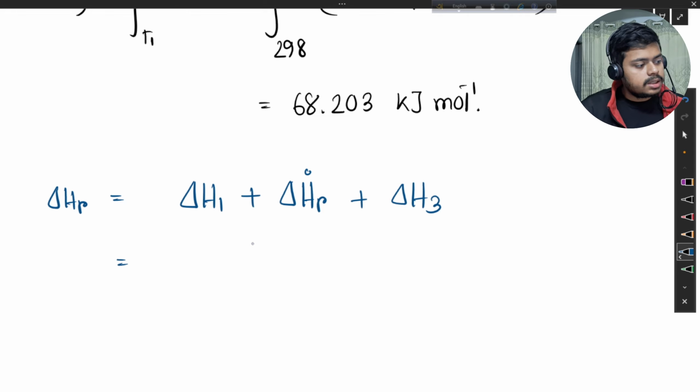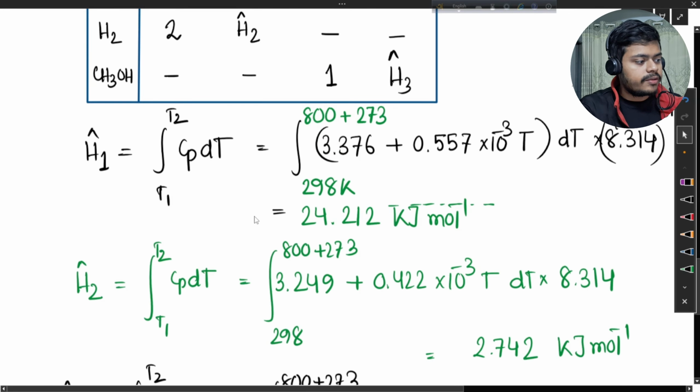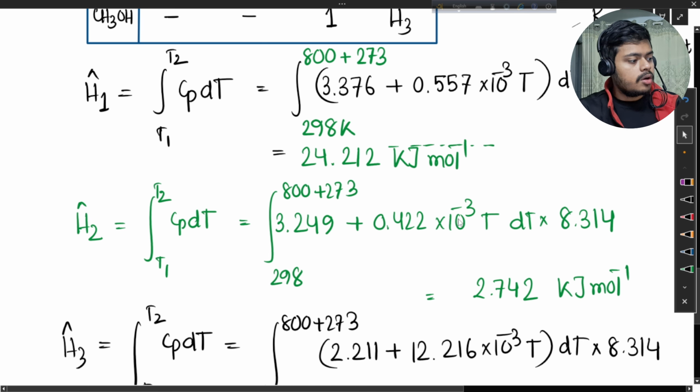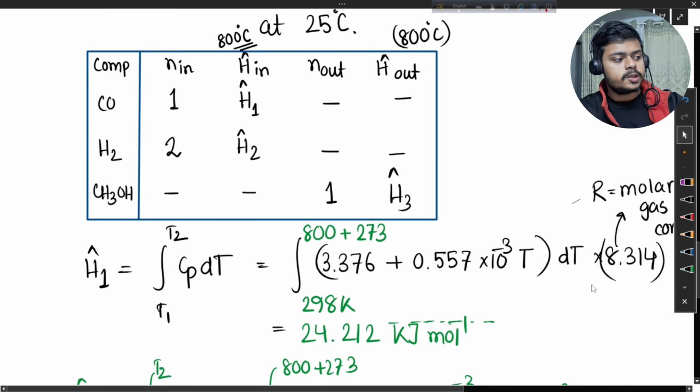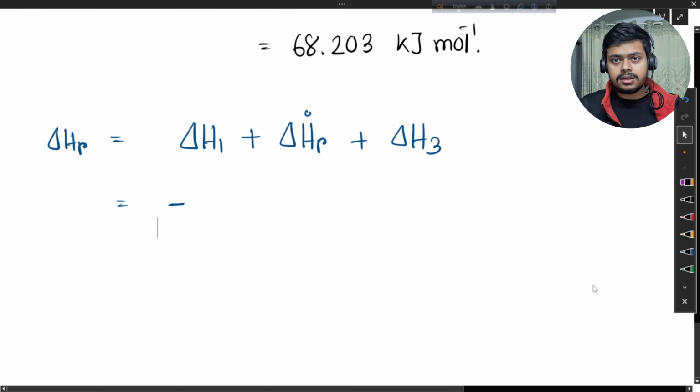For delta H1, we're going to have to take the negative value of the mole numbers multiplied by the specific enthalpy. What I mean to say is that we have calculated H1 specific in kilojoules per mole. We have also calculated H2 specific in kilojoules per mole. So we're going to have to multiply these specific enthalpies with their corresponding mole numbers, and then add them.